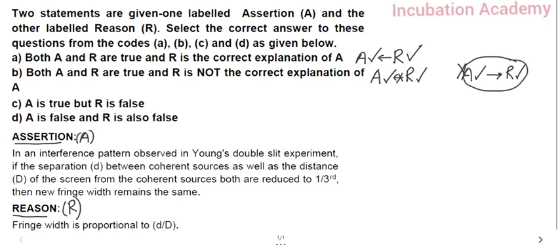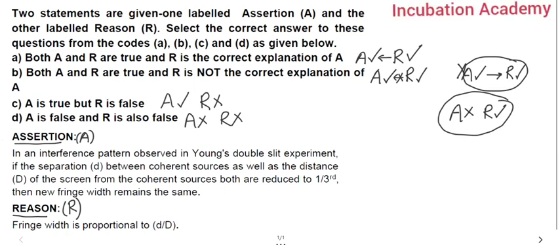Next is A is true but R is false. A is false, R is also false. Obviously here one thing is not given, that is the assertion is false but the reason is true. This option is also not given. So in all of these cases, read carefully what the codes A, B, C, D are, as different codes may be given in different questions.